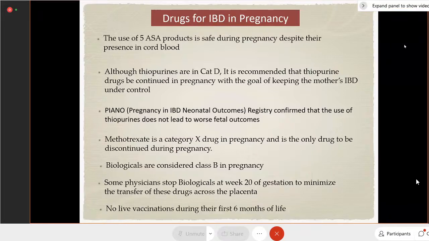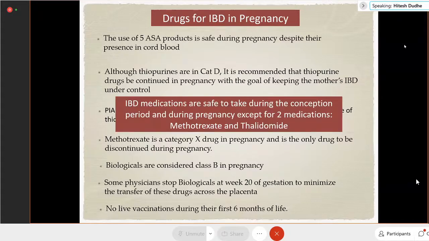Methotrexate is a category X drug in pregnancy and is the only drug to be discontinued during pregnancy. Biologicals are considered class B, as already mentioned. Some physicians stop biologicals at 20 weeks of gestation to minimize the transfer of these drugs across the placenta. No live vaccination is to be given during the first 6 months of the fetus's life. So IBD medications are safe to take during the conception period and during pregnancy, except 2 medications, that is methotrexate and thalidomide. Thank you.